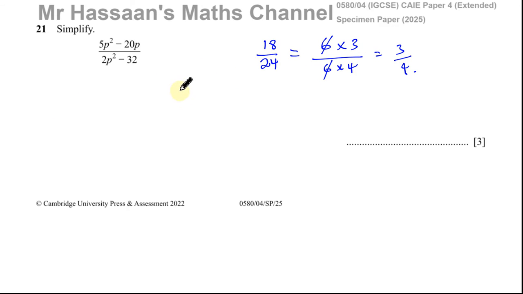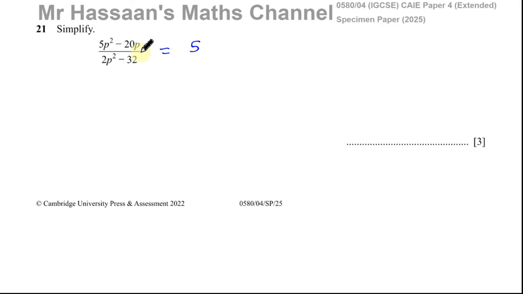So when we're dealing with algebraic fractions, we have to follow the same type of methodology. So what we're going to do is factorize the numerator. Here we have 5p squared minus 20p. The common factor in these two terms is, from the numbers, 5, and from the letters, you've got p squared and p. You take out the one with the lower power. That's the highest common factor, which is just p.